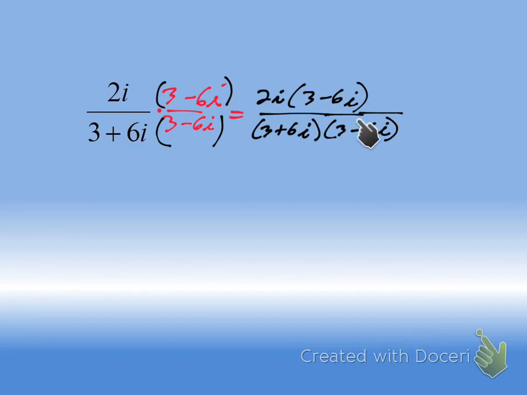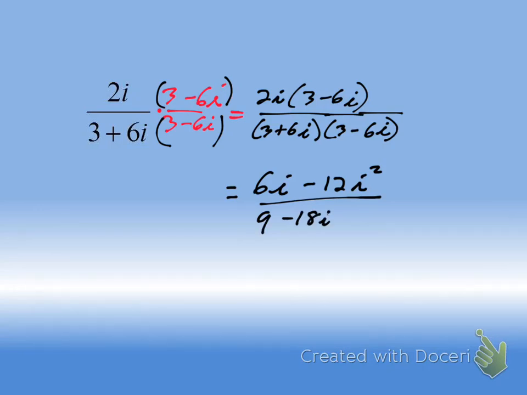So you distribute the top, you foil the bottom. So you get 6i minus 12i squared, all over 9 minus 18i plus 18i minus 36i squared. I like that you talk what you write down, because I didn't have to look up once that whole time. You're welcome. I do what I can. I try to teach well.